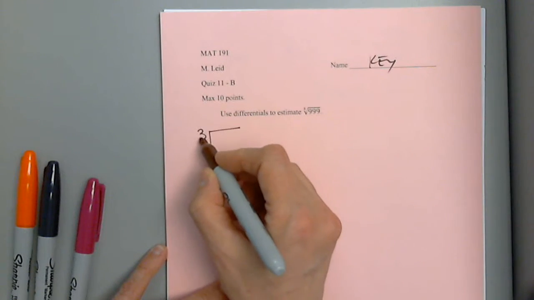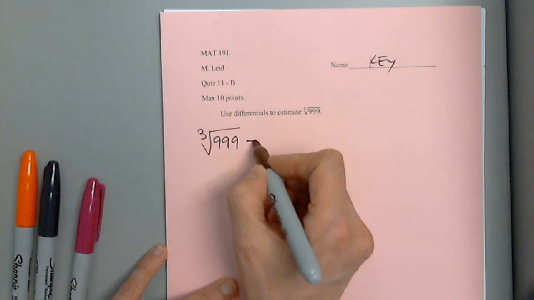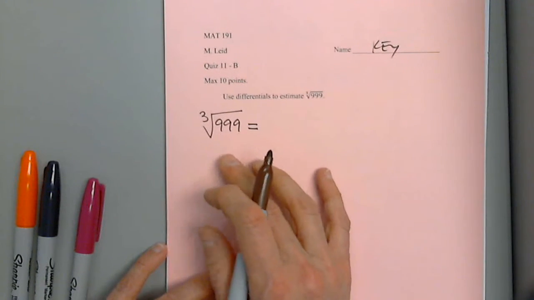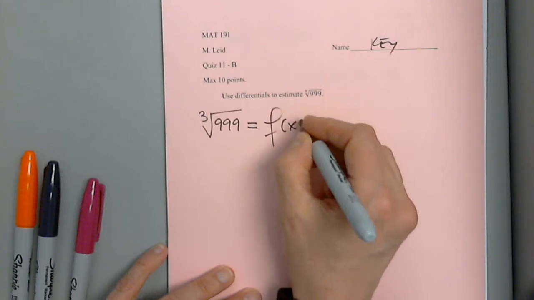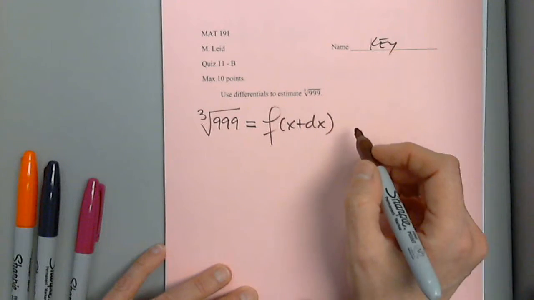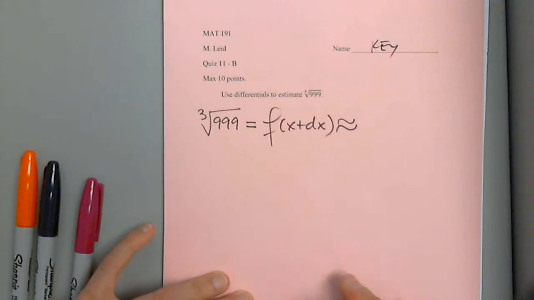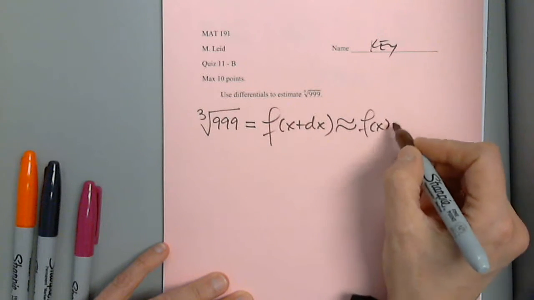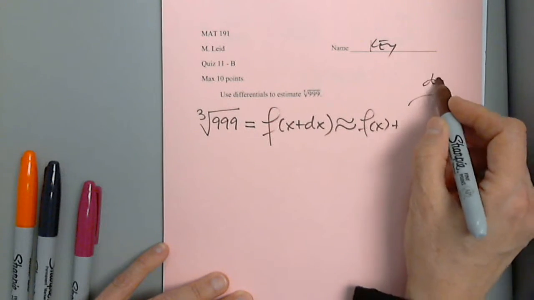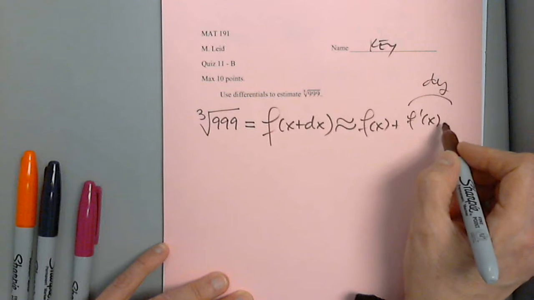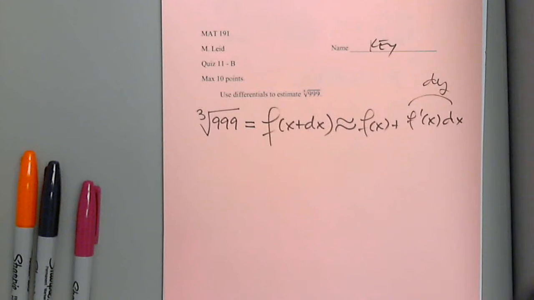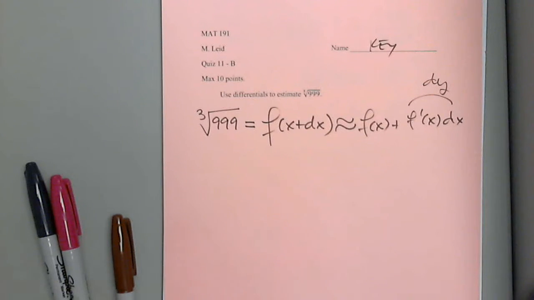So the first thing I would write is this. This equals, that's correct, this. But the next does not equal. The next is an approximation of this. I should write dy, but I will write the definition. Three things I have to identify.